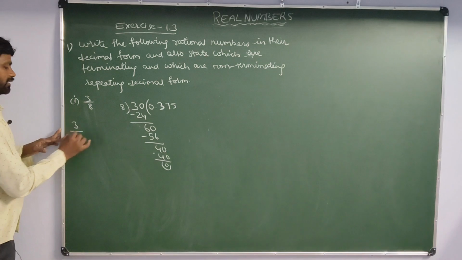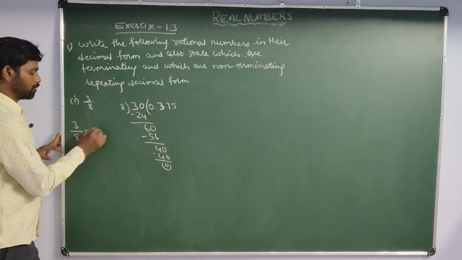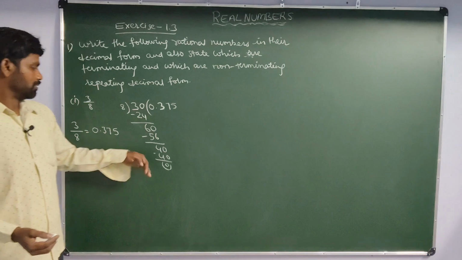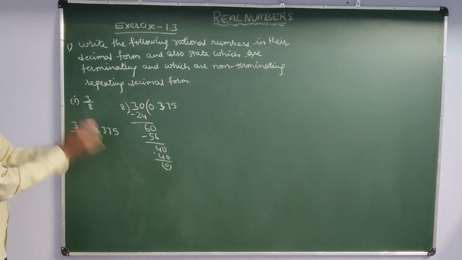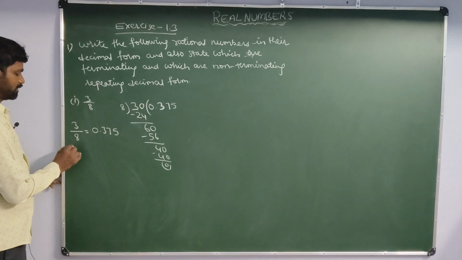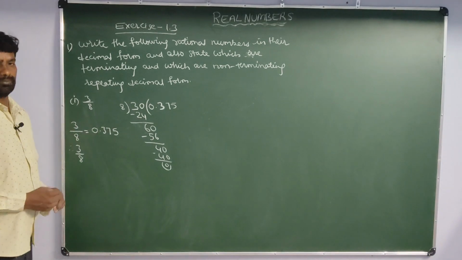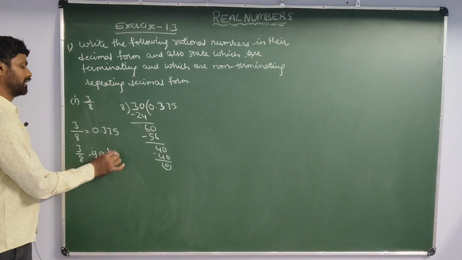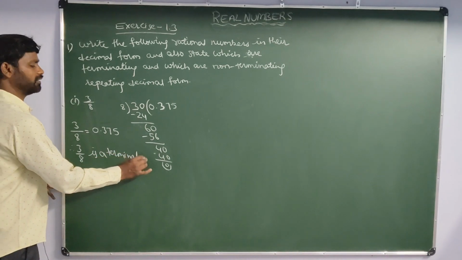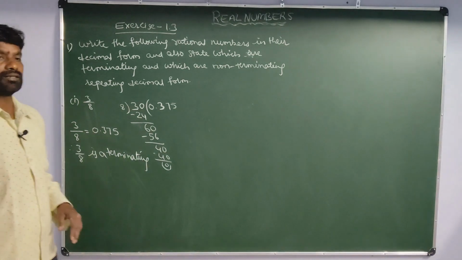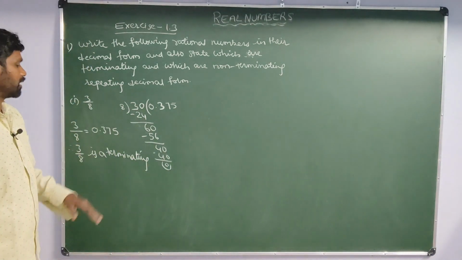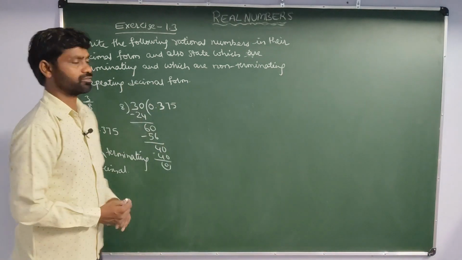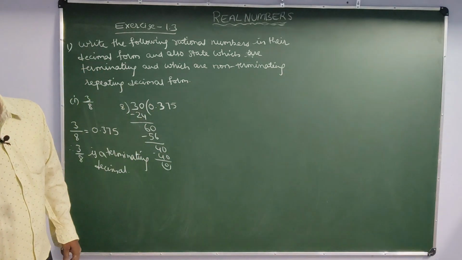Okay. Therefore, we can write that 3 by 8 is equal to 0.375. Further, we cannot solve this question. So it is stopped, and if it is stopped, then we can say that it is a terminating decimal. Therefore, 3 by 8, that is equal to 0.375, is a terminating decimal.